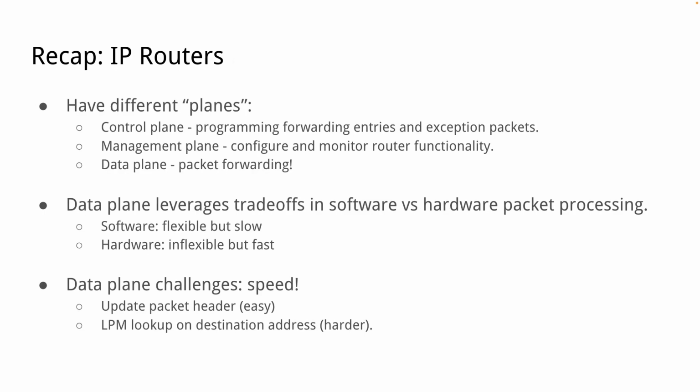So, to recap, we talked about routers. They have different planes. We talked about the 3 different planes. The control plane, that's used for programming the forwarding entries and dealing with exception packets. So that's where we're running our routing protocols. We're telling the forwarding plane, the data plane, what to do. We have the management plane, the oft neglected interfacing with the device, telling it what to do, who it is, and hearing from it what's going on in the network for us to be able to know what the network is running like. And then the data plane, which is really the thing that we want from a router, the packet forwarding. The data plane itself leverages those trade-offs in software and hardware.